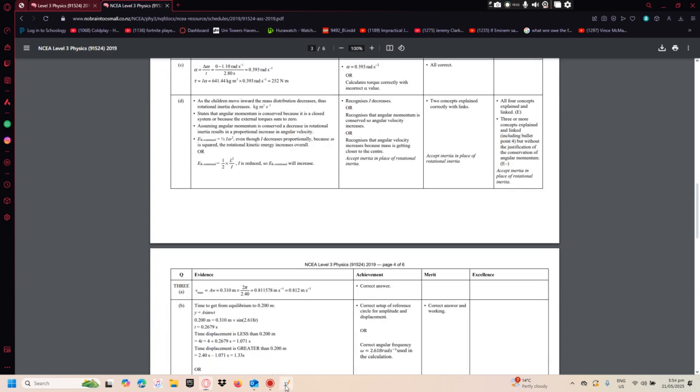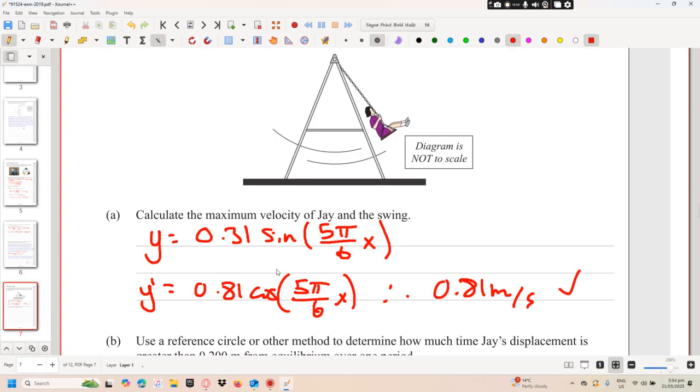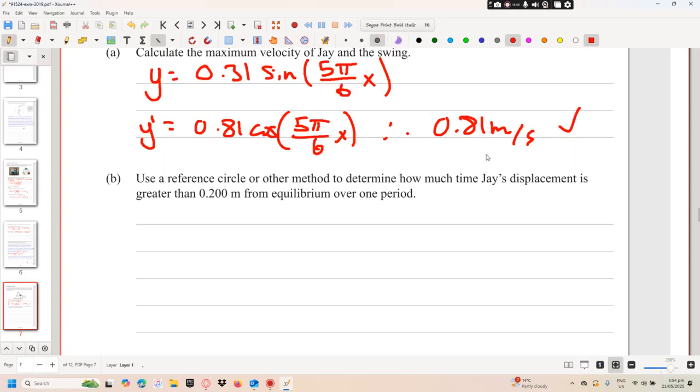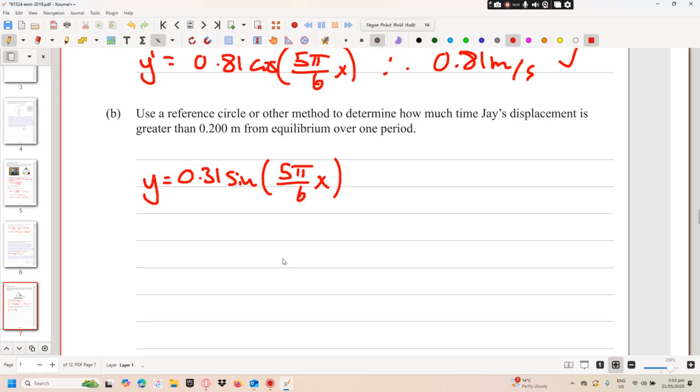Surely. 0.81. Let's go. How do they do it? Boring. They use the formula. Greater than from equilibrium over one period. Oh, cooked, bro. Okay, so let's say that y equals 0.31 sine 5 pi on 6 x.